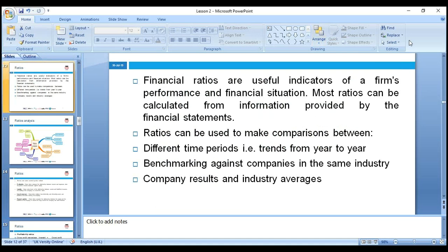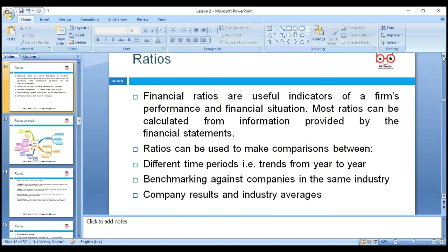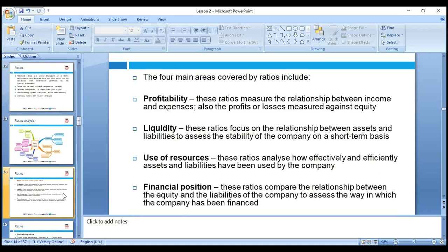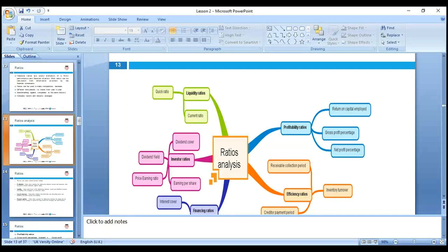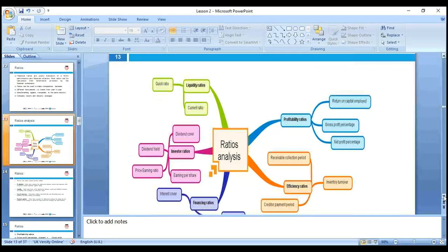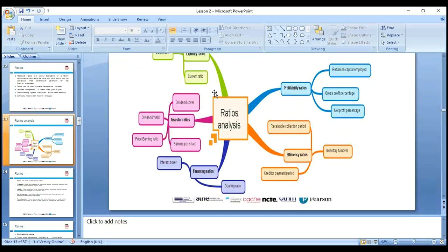Yeah. Next now we're looking at our area, which will be financial ratios. Financial ratios are a useful indicator of the firm's performance. They measure the performance. Financial ratios, we always divide into 4 areas, and ratios compare against the benchmark, industry to industry. Ratios we can divide into 4 categories: profitability ratios, liquidity ratios, use of resources, which is also known as efficiency ratios, and financial position ratios. So these are the ratios.